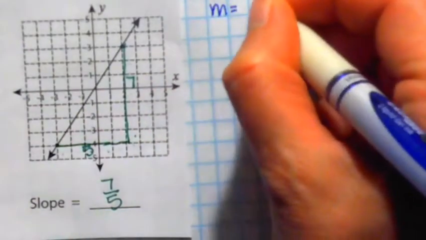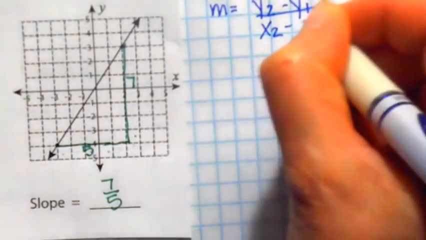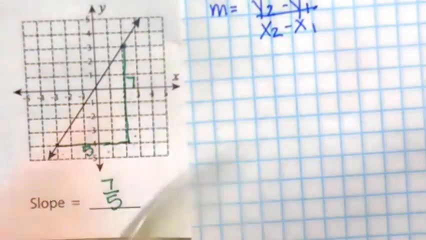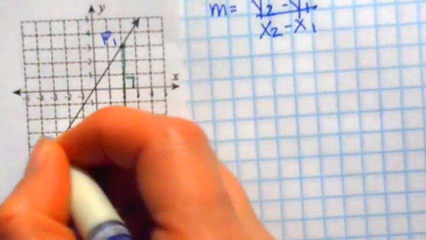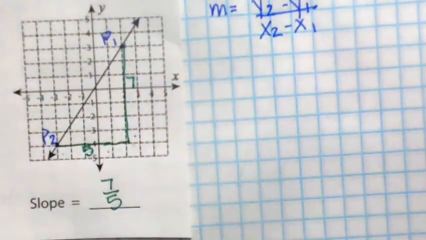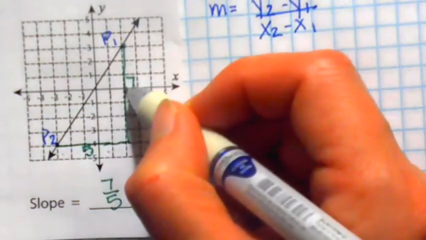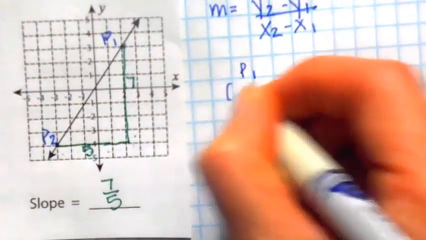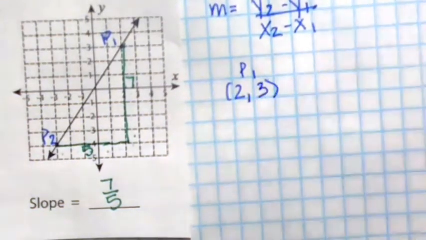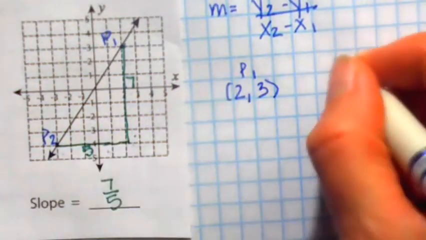All right, first thing I do is I just write the slope formula. y2 minus y1 over x2 minus x1. It doesn't matter which one I call point 1 and point 2. This time I'll call this point 1 and this one point 2. So point 1 is at 2, 3. And point 2 is at -3, -4.